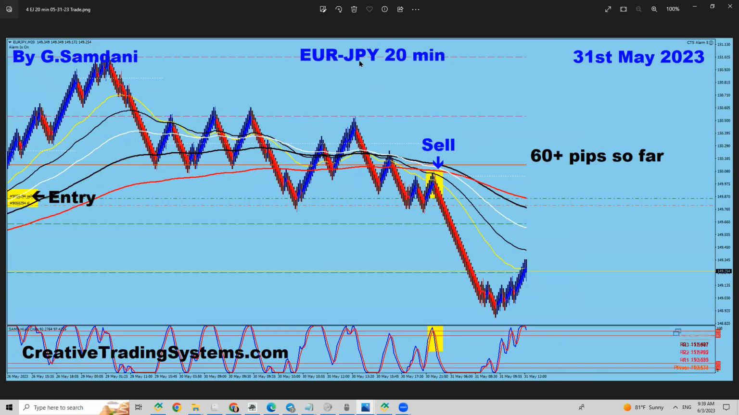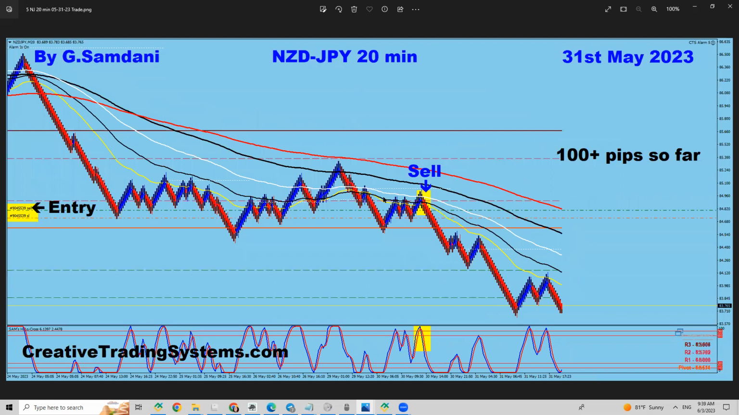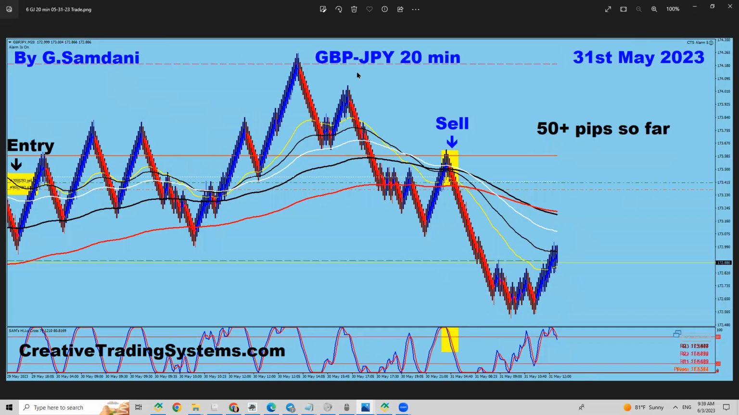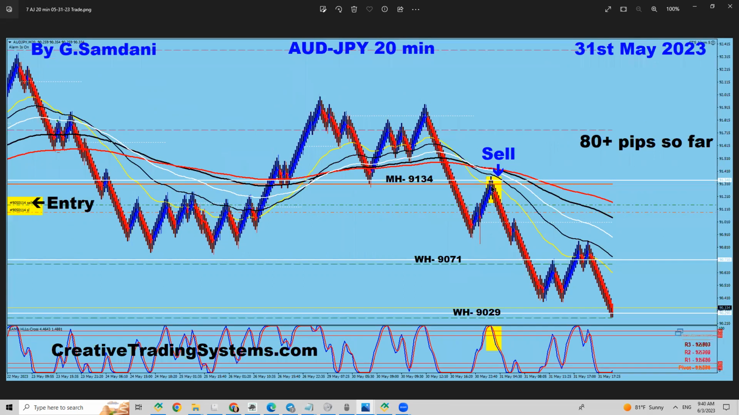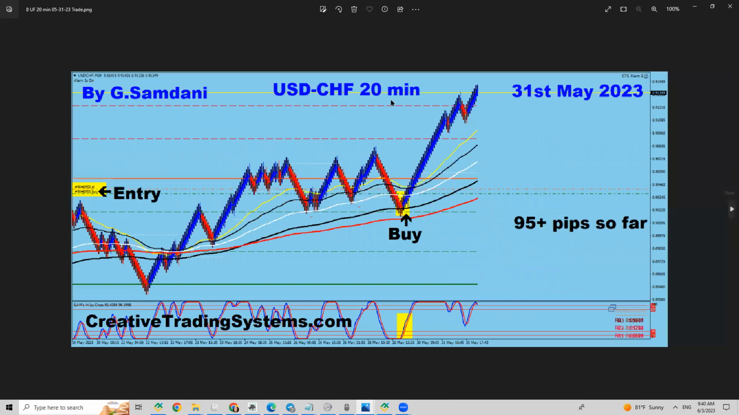Now here on the 31st, Euro Yen, same kind of setup, 60 pip to the downside. Sell order there. New Yen, same kind of setup. You can see here, exact same setup, and 100 pip on the 31st. On the 31st, Pound Yen as well, beautiful short setup, and down for 50 pip only. Aussie Yen down here, same kind of setup for 80 pip on the 31st. On the 31st, USD Franc went up, and it is for 95 pip.